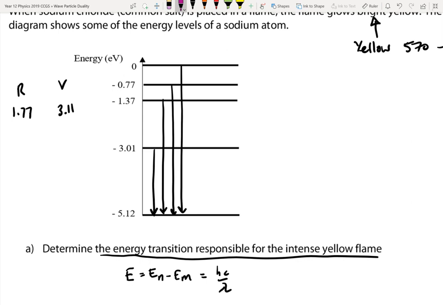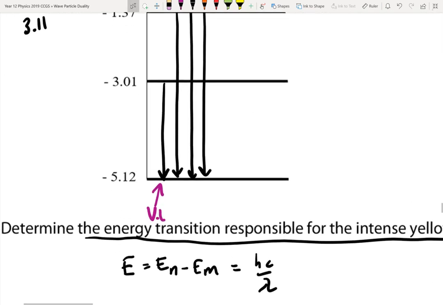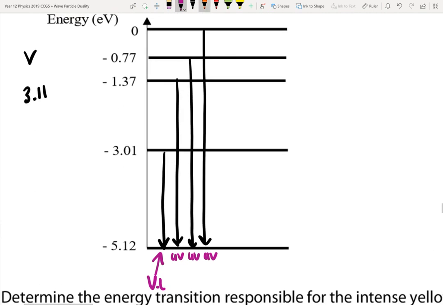Definitely this one. Definitely that one. Get your calculator out if you need some help, because I'm not good with numbers. 3.75. No, that's ultraviolet. What about this one? That's 1.8. That one's visible. Okay? So let me try and draw that a little bit nicer. Visible light, UV, UV, UV. All right, let's go to the next one.